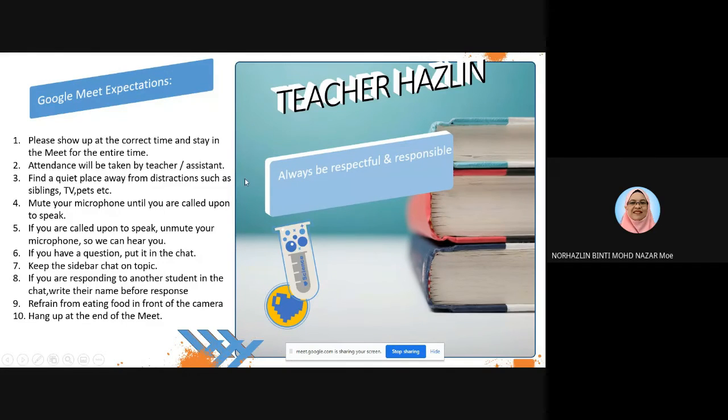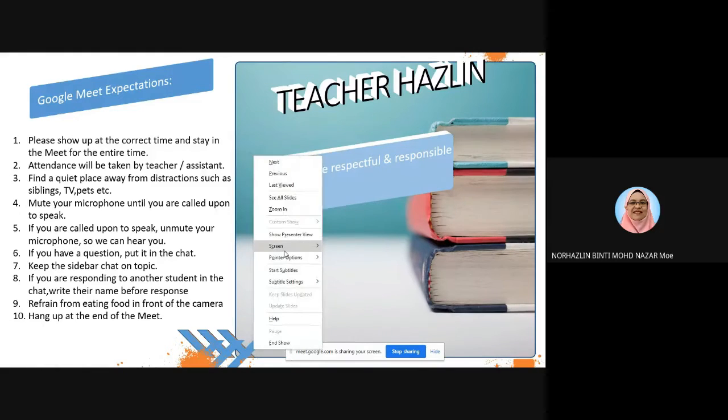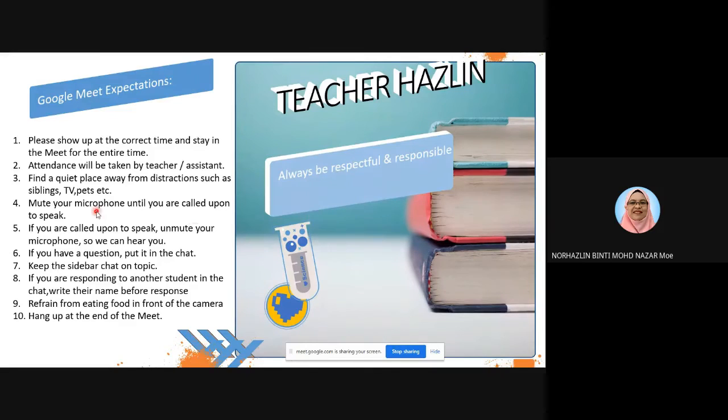Why, teacher? Because sometimes my internet is not really strong. It's what you have at your home, okay? Like for this week, I'm working from home. Next week, that 5 days, I'll be in school. You tahu lah internet sekolah macam mana. Okay, you have to share with other teachers in school. Okay, next week itu mesti tersekat-sekat. So that's why you have to mute your microphone. Okay, and also your camera. Okay, if you are called upon to speak, unmute your microphone so we can hear.